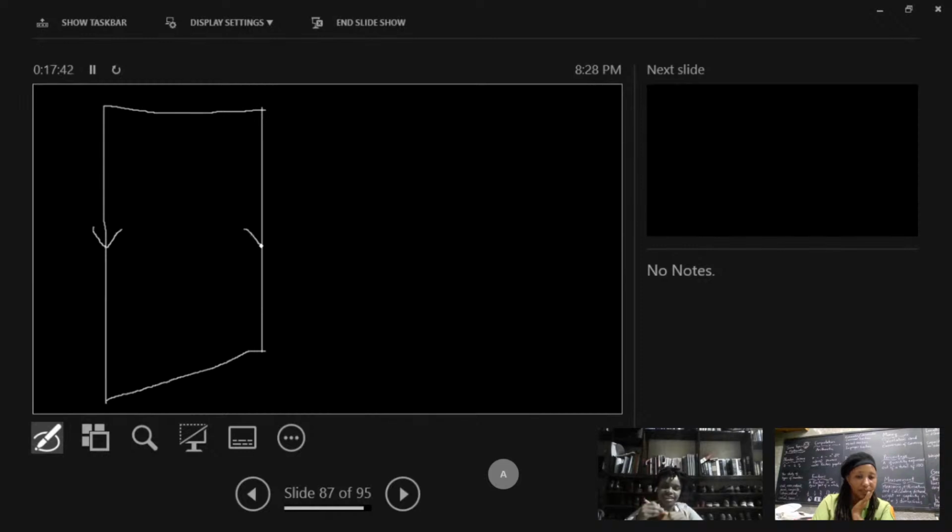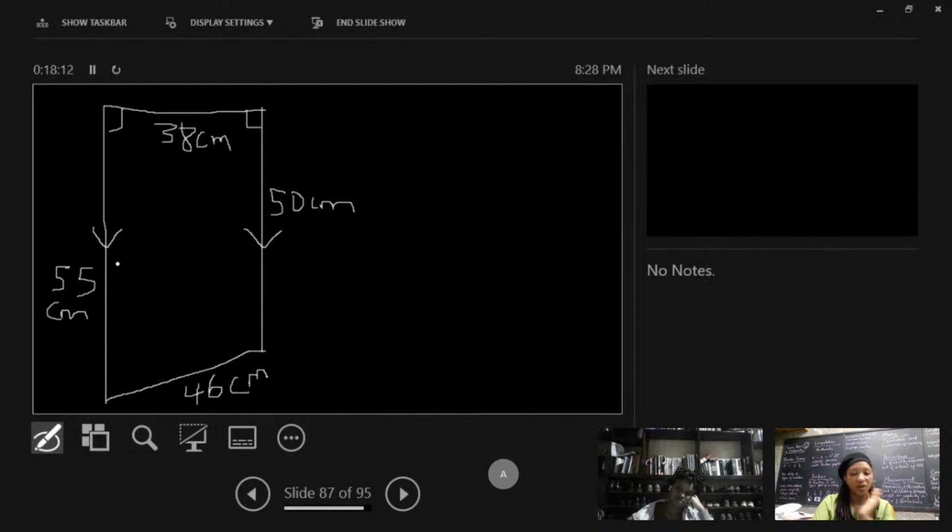All right. So let's say this is 38 centimeters, and this is 46 centimeters. These are perpendicular, and 50 centimeters and 55. All right, so area, madam. Okay, miss.